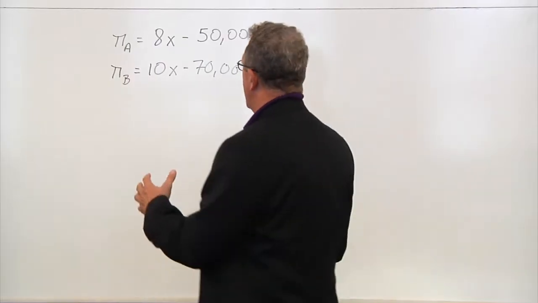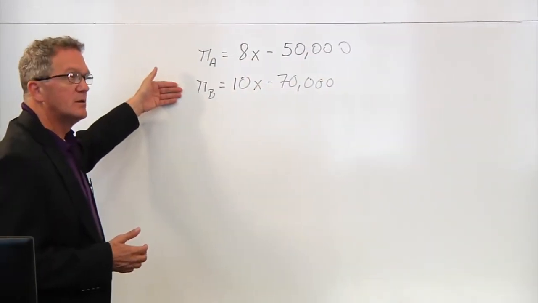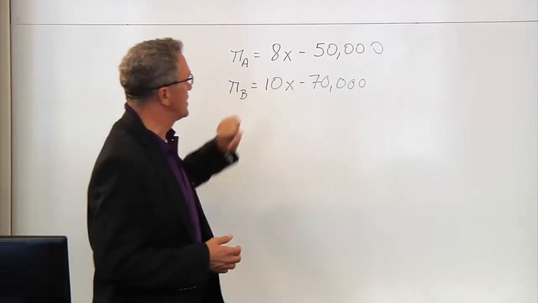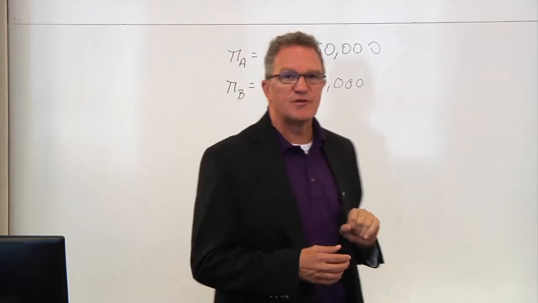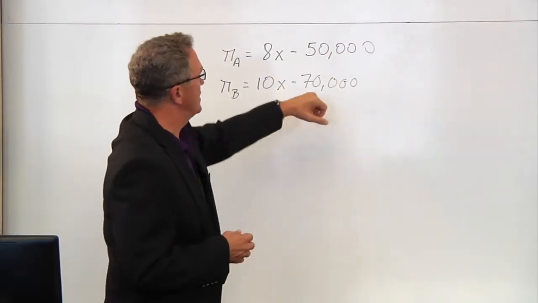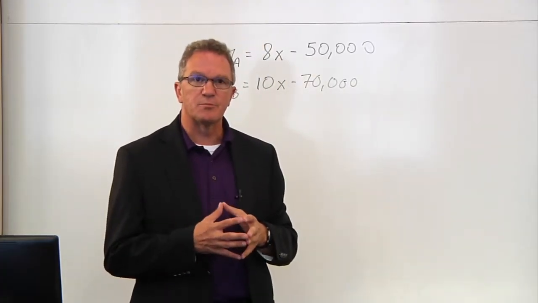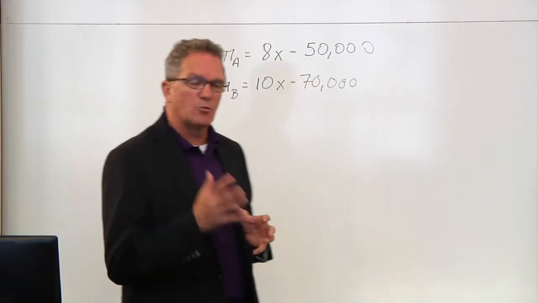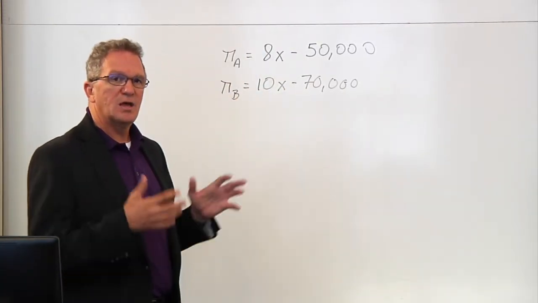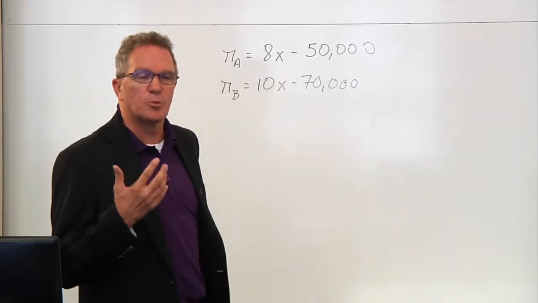Break-even point, we had our two options. We had option A, vendor A, and vendor B. And we found out what the profit was. The profit was 8 times the quantity minus the $50,000 fixed cost. That was going to be our profit margin for A. 10 times the quantity minus the $70,000 fixed cost was our profit margin for B. And the break-even point was the special case where profit equals 0. And the break-even point was the quantity we needed to produce to make no profit.